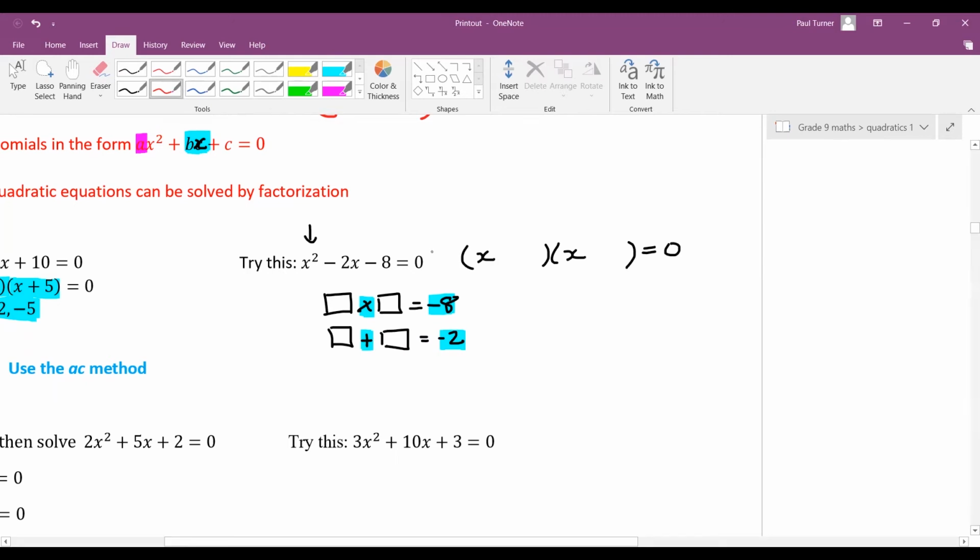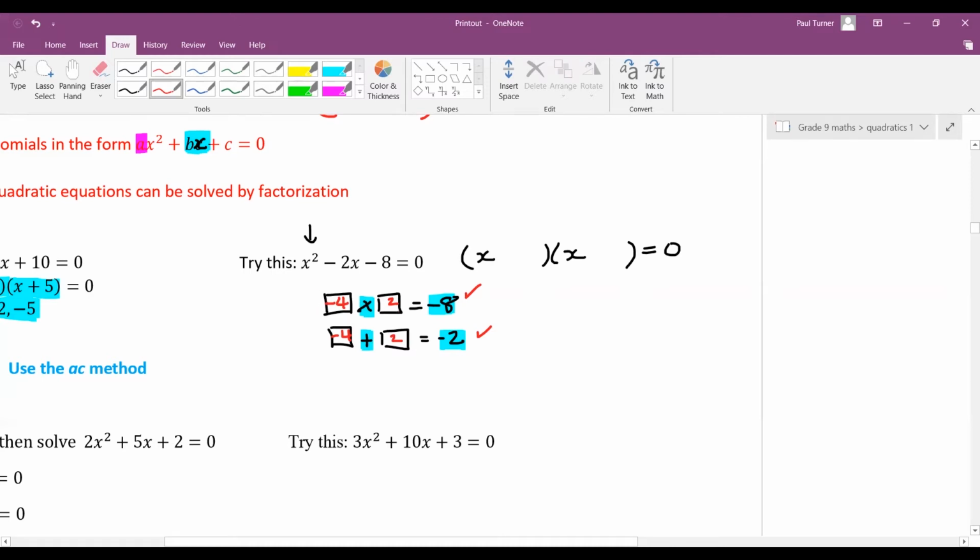So how about that? What do you think? Multiply to be -8 and add to be -2. It's looking to me that this would be -4 times 2. And when you multiply them, you get -8. That's correct. And when you add them, you'll get -2. -4 plus 2 is -2. So these are the numbers that we need. These are your key numbers.